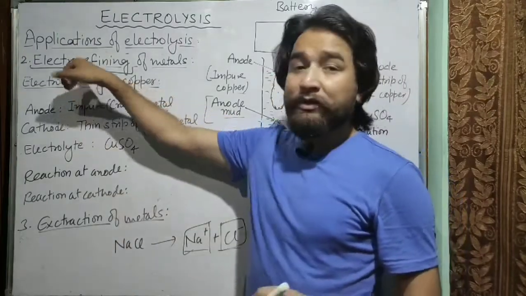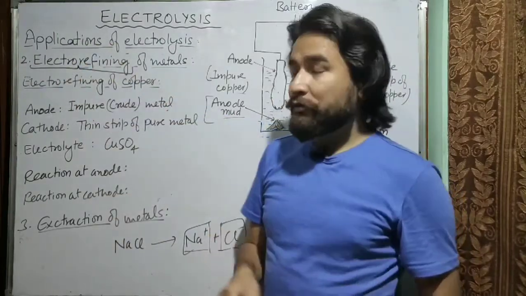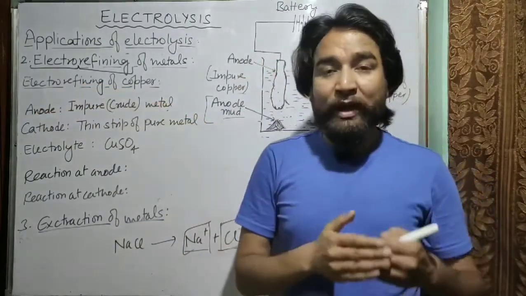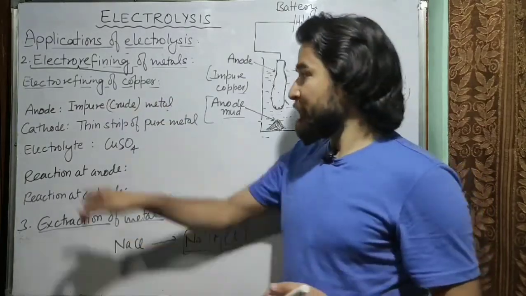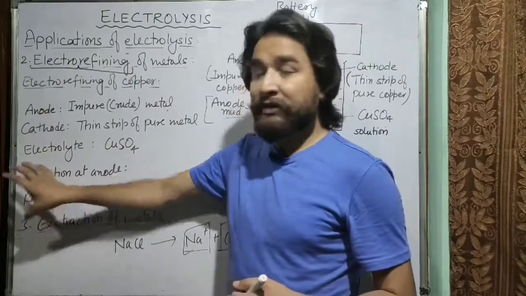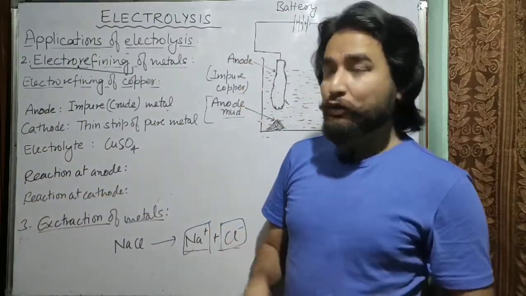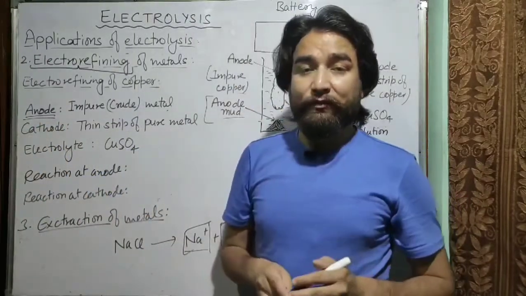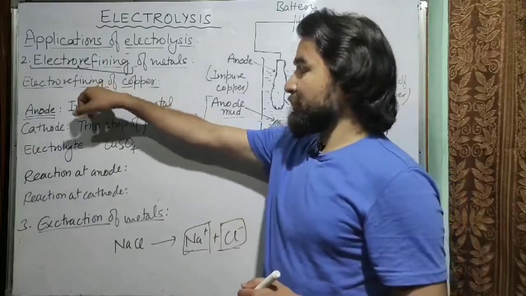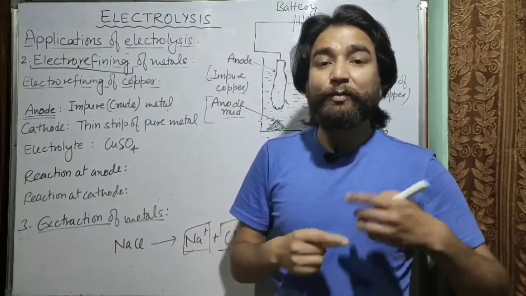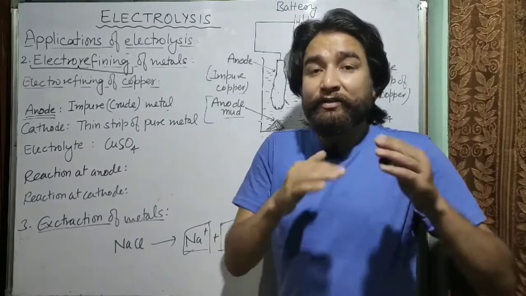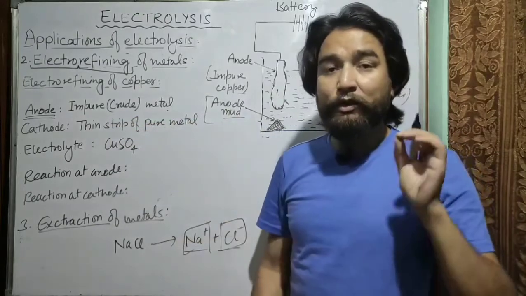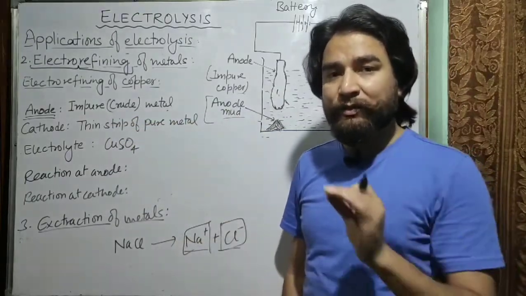Now how can electrorefining be done? Let's see with the help of an example, electrorefining of copper. We have to remember the same things in this: electrodes, then electrolyte, and then reactions at cathode and anode. So the first thing, the anode. The anode must be made of impure metal. For example, this time we are using copper, so we have to purify the copper. So impure copper that is to be purified is to be kept at the anode.